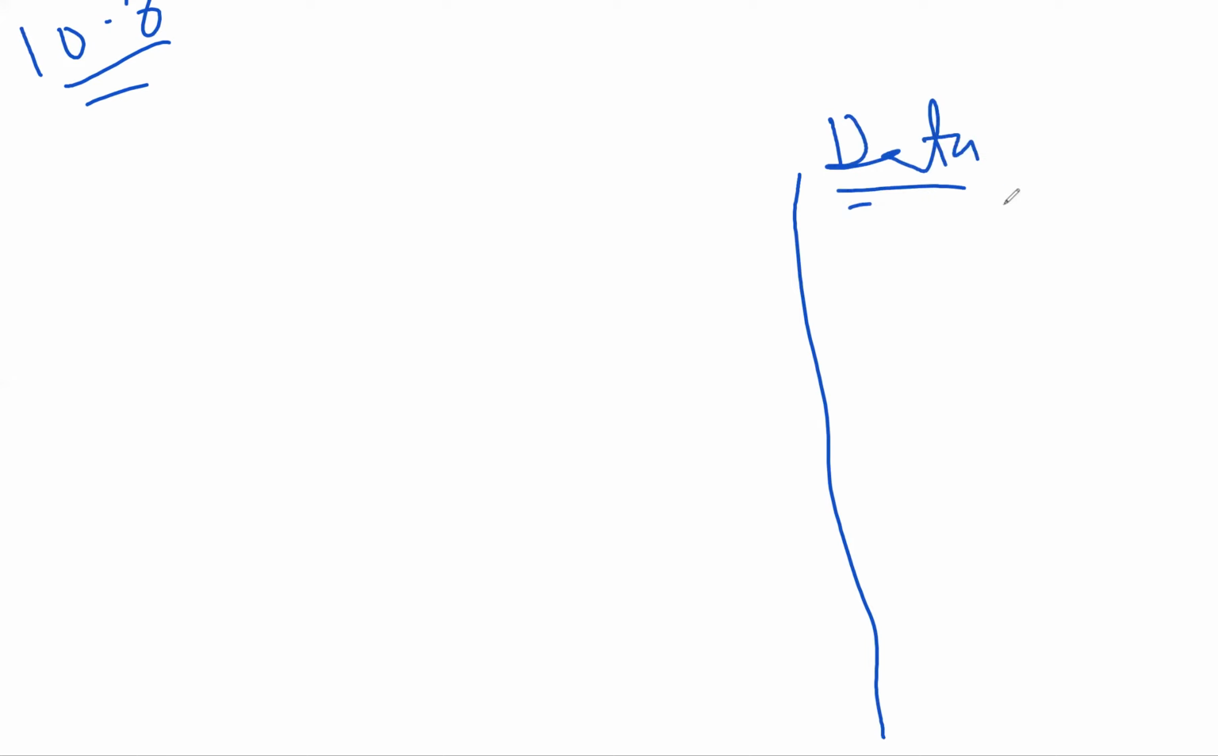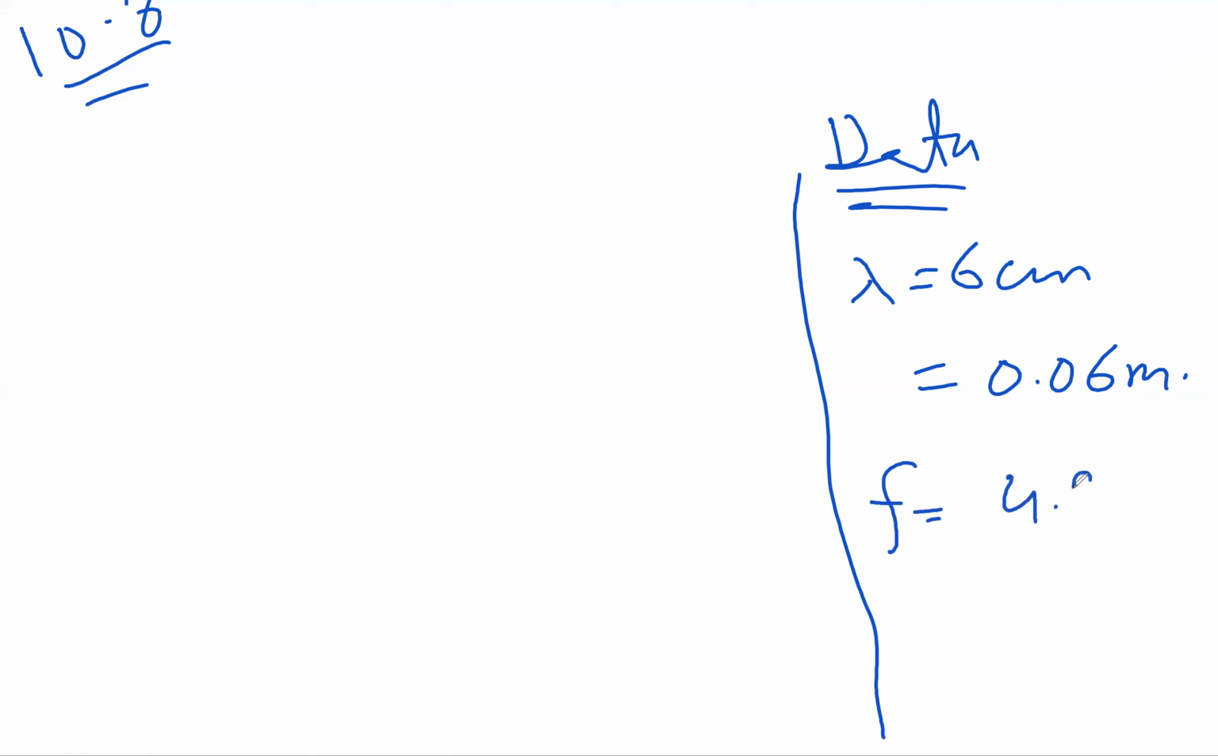So first we will write the data for 10.8. Wavelength is 6 centimeter, which is equal to 0.06 meter. Frequency is 4.8 hertz, oscillations per second. We have to calculate velocity and time period.